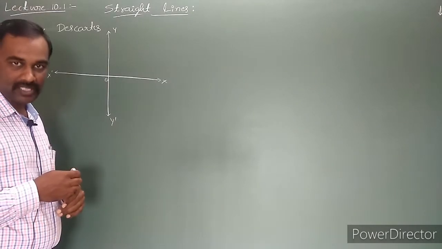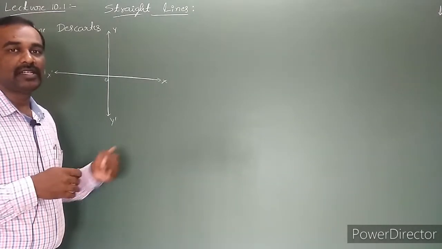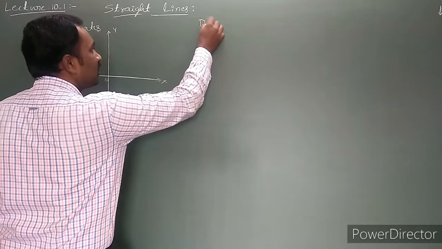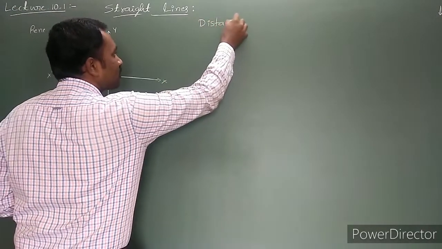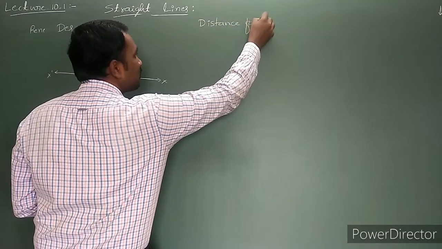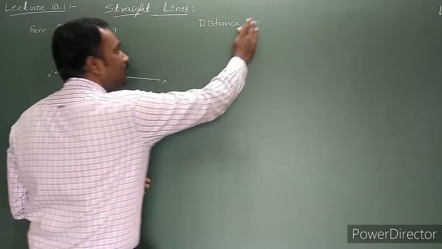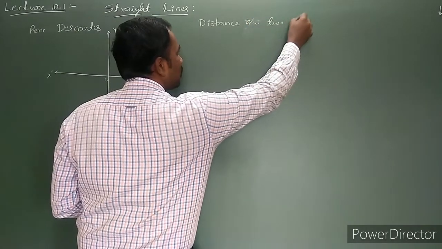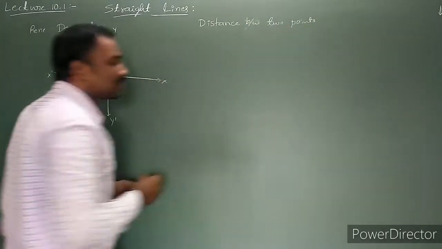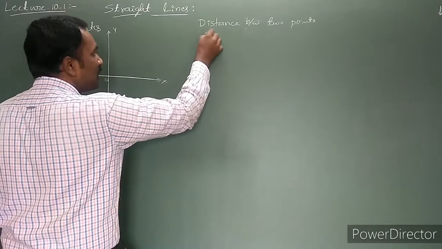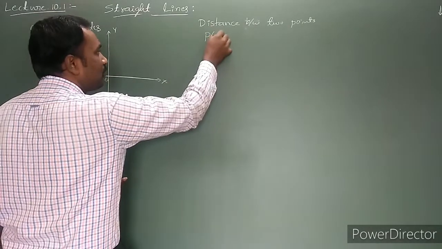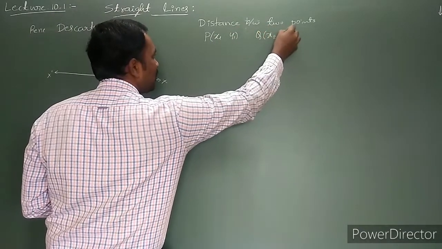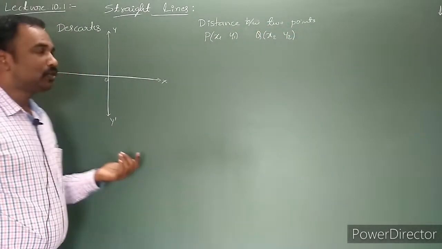Okay, now before starting the straight line directly, first of all I will revise some concepts you learned at the high school level. First of all, the distance formula. The distance formula is the distance between 2 points. How to find the distance between 2 points? Suppose P and Q, or A and B, whatever. P has the coordinates x1, y1 and Q has the coordinates x2, y2. Suppose the 2 points are there.